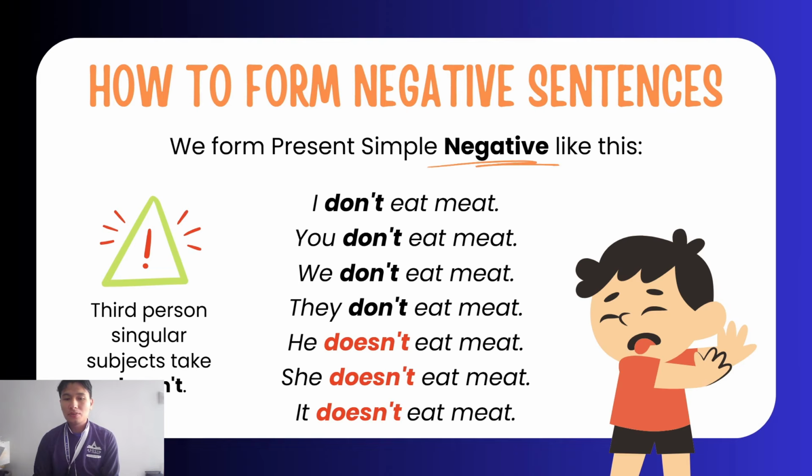Notice that we don't change the verb when using doesn't. This is because we have does in the sentence. Of course, we can also say I do not eat meat or he does not eat meat.